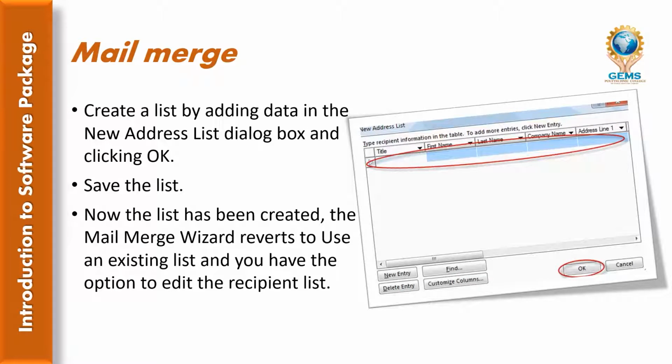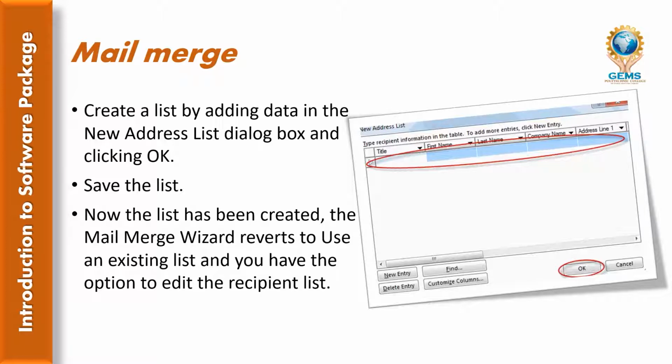This image shows how to create a list. You have to create a list by adding data in the New Address List dialog box. Finally you have to click OK. Here you have to type the recipient information in the table and you can add more entries. Using the New Entry option from the New Address List, you can add more entries. After that you can click OK.